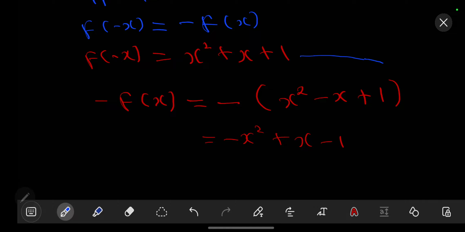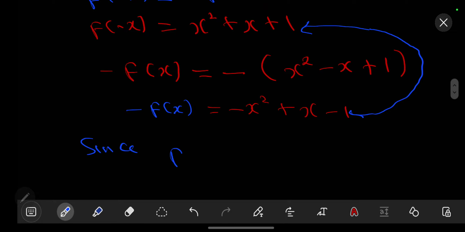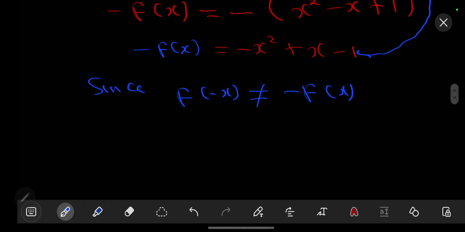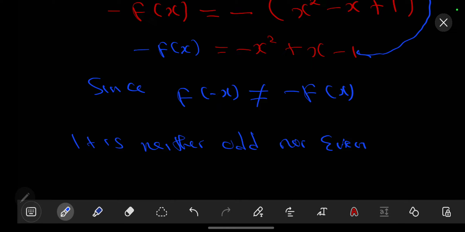So this one and this one are different. So therefore, you can conclude to say, since f of negative x is not equal to negative f of x, you can say it is neither odd nor even. So that is how you conclude on that one.